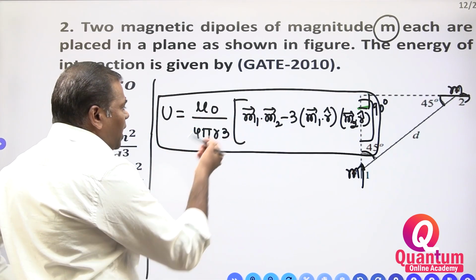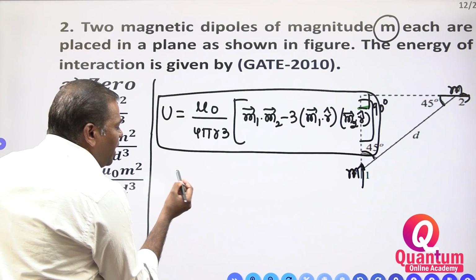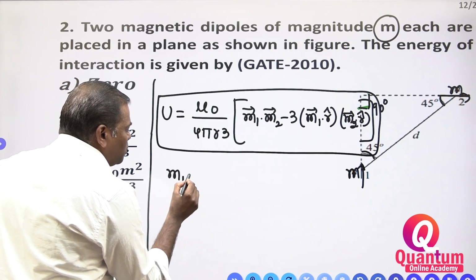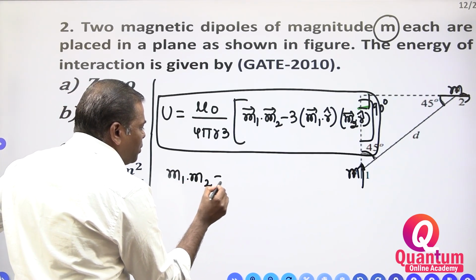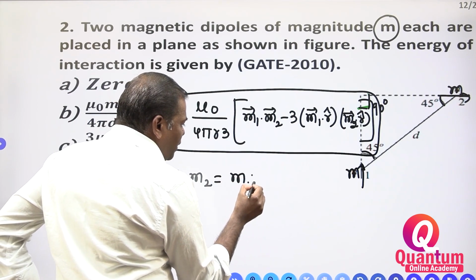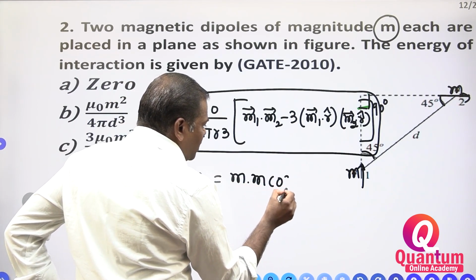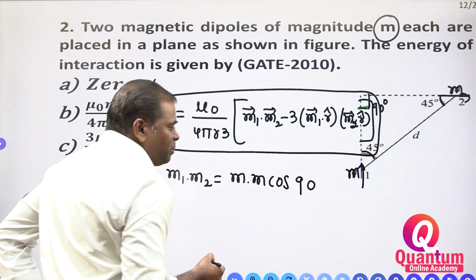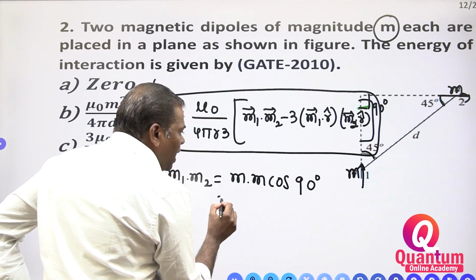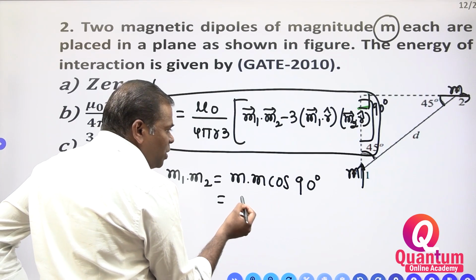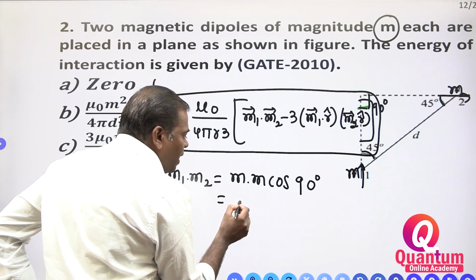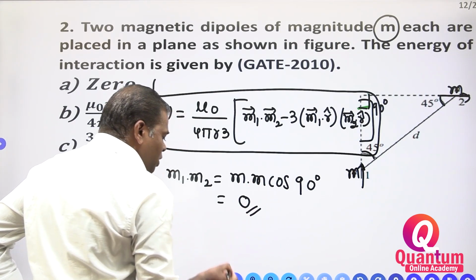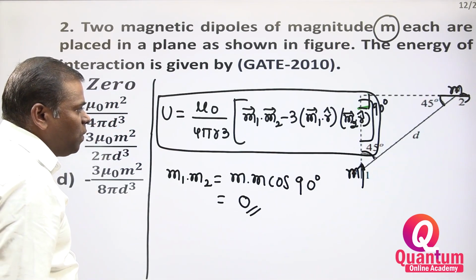From this formula, you have to substitute. m1 dot m2 is equal to m into cos theta. How many degrees are there between m1 and m2? Cos 90. Cos 90 is equal to 0. Sin 90 is equal to 1. Cos 90 is equal to 0. So m1 dot m2 is equal to 0.